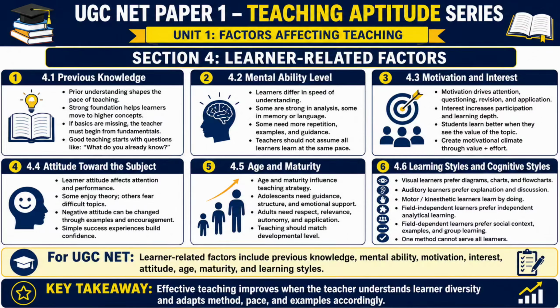Some learners are field independent. They prefer independent analytical learning. Some are field dependent. They prefer social context, group learning, and examples. This means a teacher should use variety. One method cannot serve all learners.